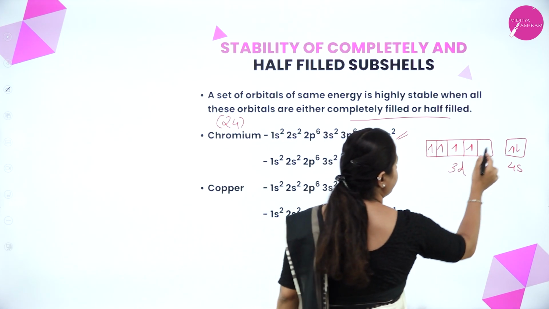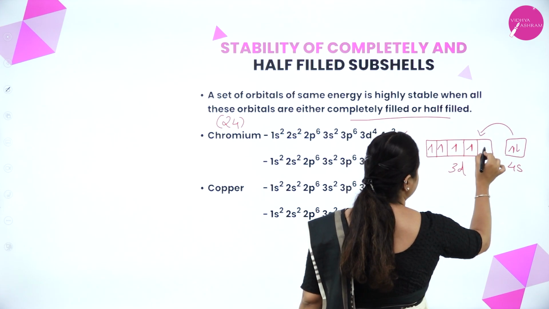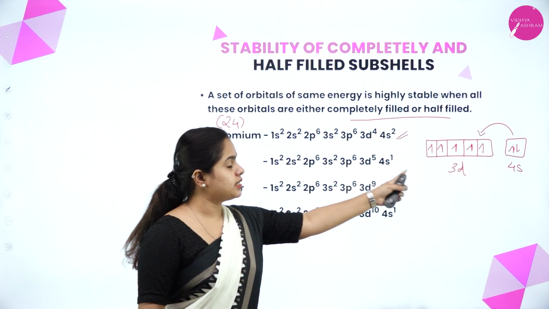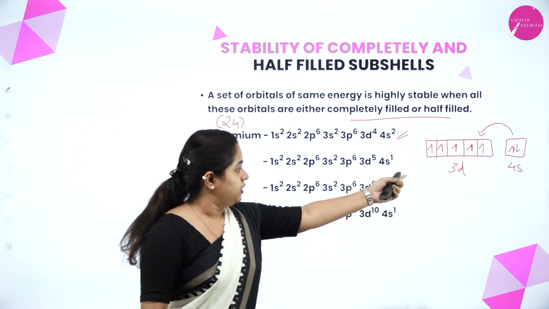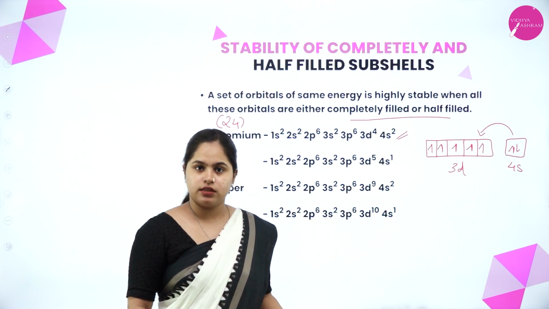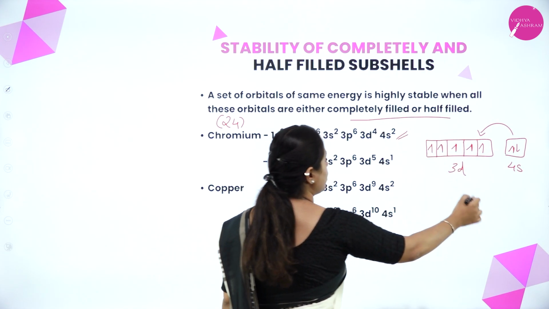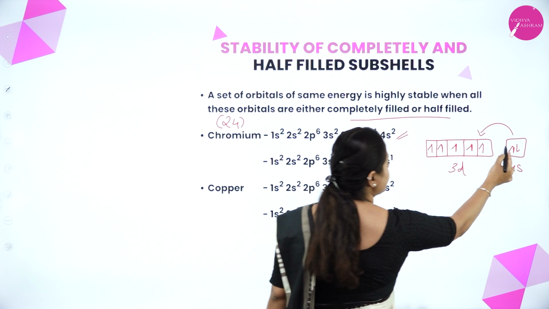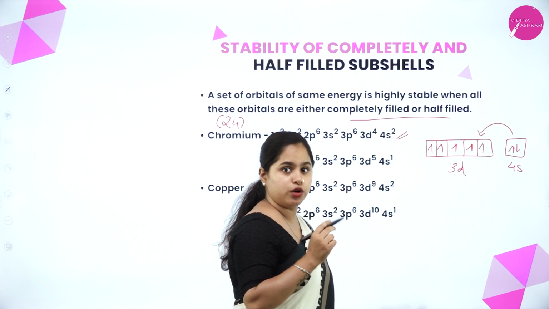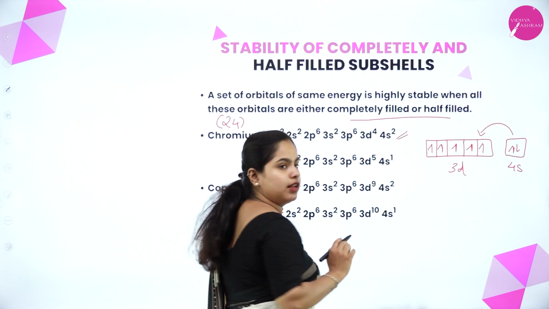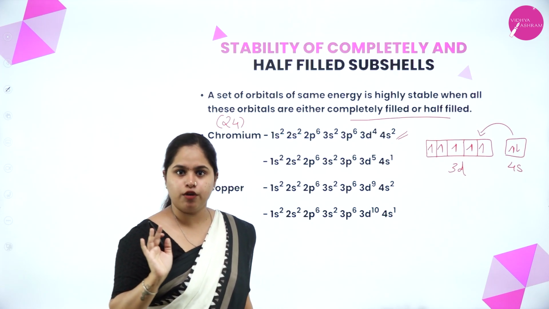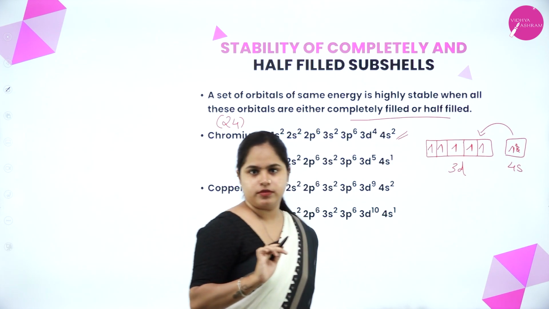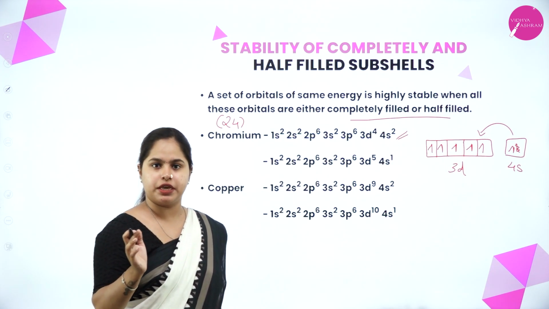Now if 1 electron from 4s comes to 3d, can I say that the d subshell is half filled? A maximum of 10 electrons can be accommodated in the d subshell. So if 1 electron gets transferred from the s orbital to the d orbital, I will have 5 electrons here, that is, it is now half filled. So 1 electron moves out from here and goes there. An exchange of electrons takes place.